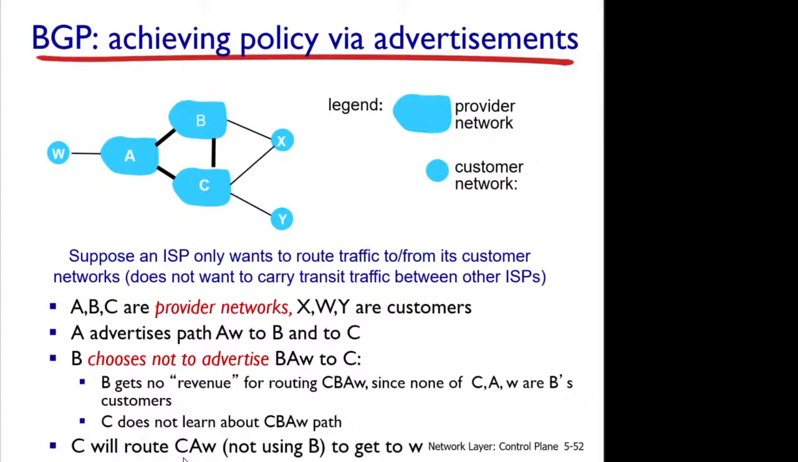Also C will route CAW. So C here will route CAW, not using B to get to W as a result. So it's forced into that path.